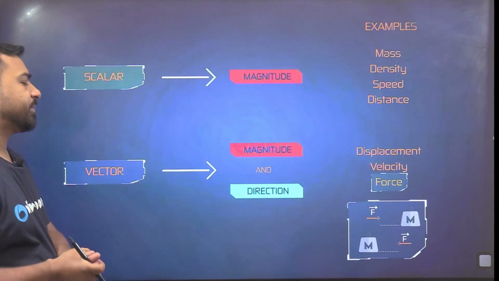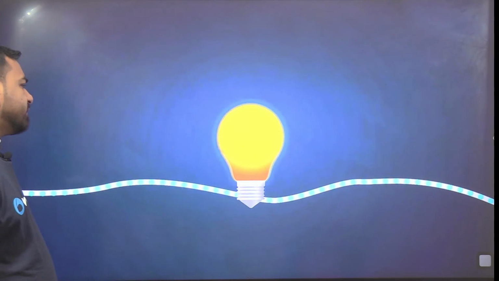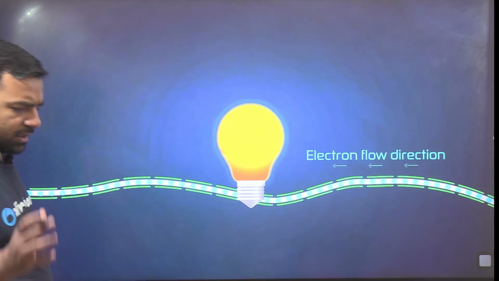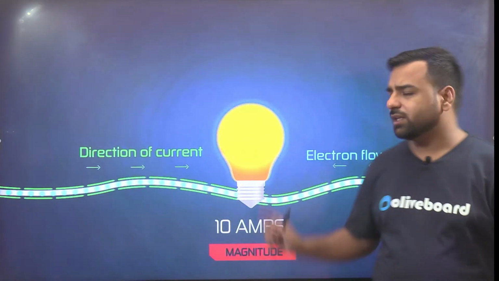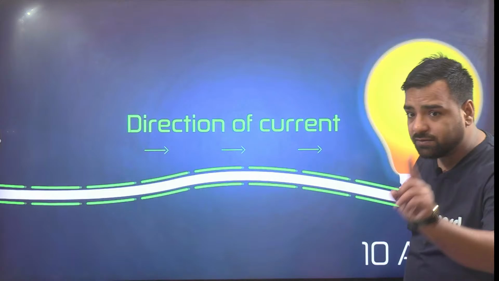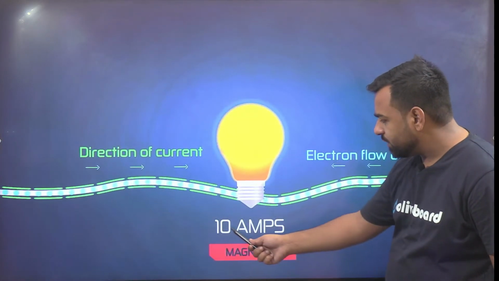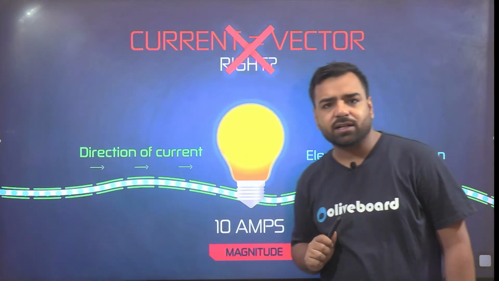See, from this animation, it gives us clarity. What is current? If I talk about electric current, that's the flow of charge, the flow of electrons. So in this condition, we can say direction of current is given. So direction is involved. And here we are talking about the electron flow direction. Also we are talking about magnitude. So direction plus magnitude. So current should be a vector, right? But no, current is not a vector quantity.